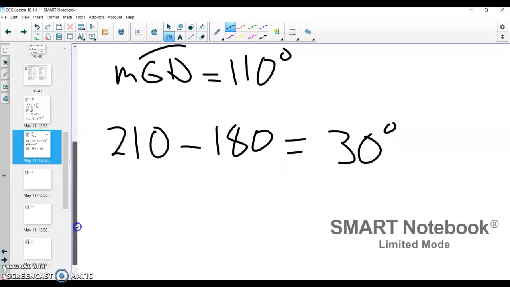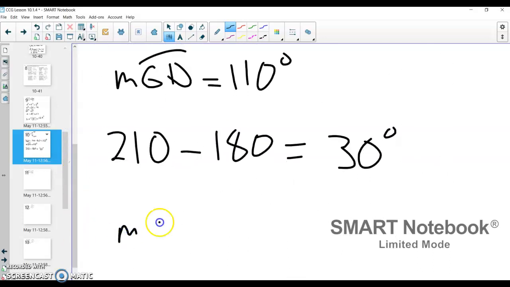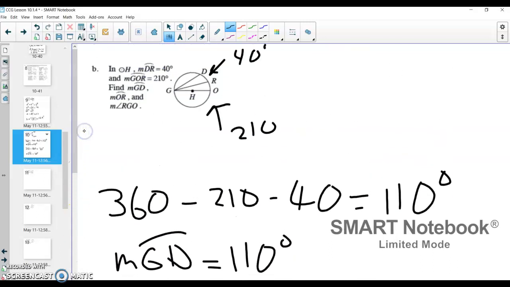And that 30 degrees is just that OR part. And so I have my measure of OR, and it's 30 degrees. Again, really what happened there was, if I put it in red, GOR, that full part is 210. G to O was 180 because of the diameter. I just subtracted away this part right here, and I was just left with OR.